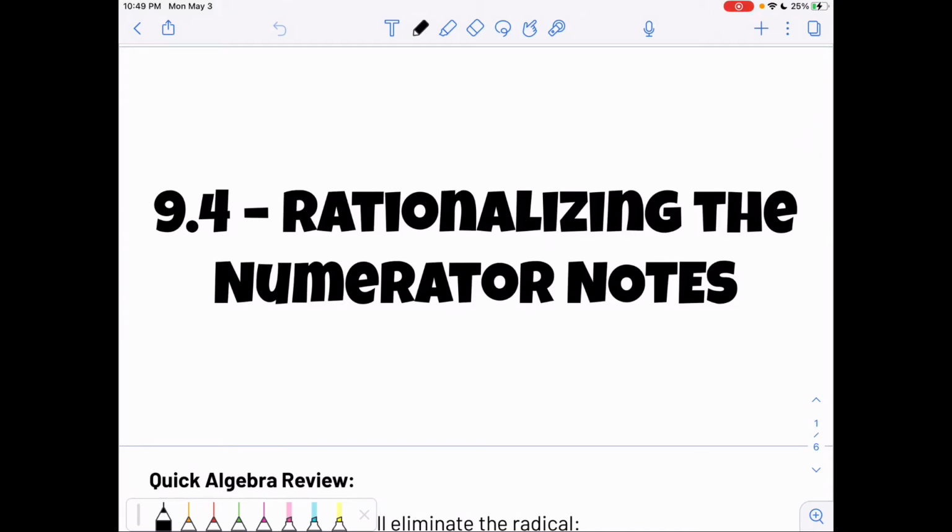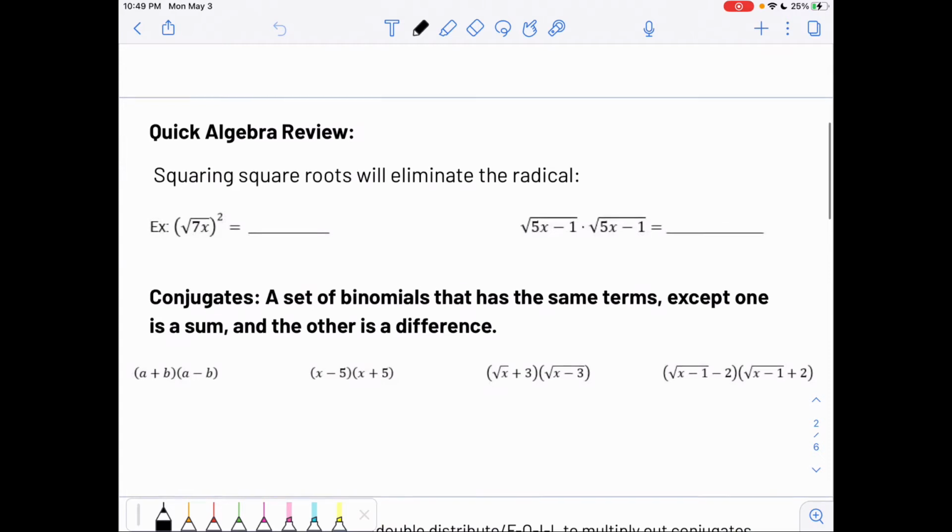All right, these are the notes for section 9.4, rationalizing the numerator in our unit of the algebra of calculus. So let's do a very quick algebra review here.